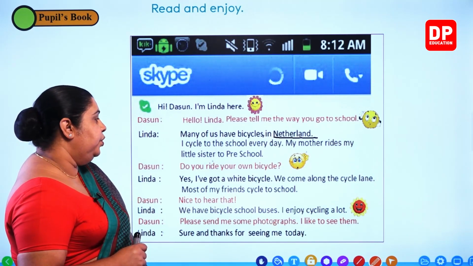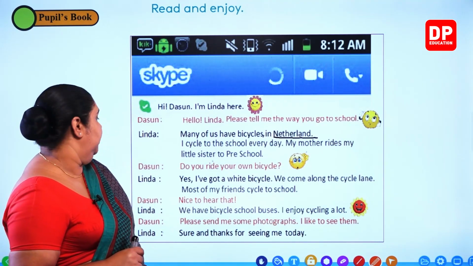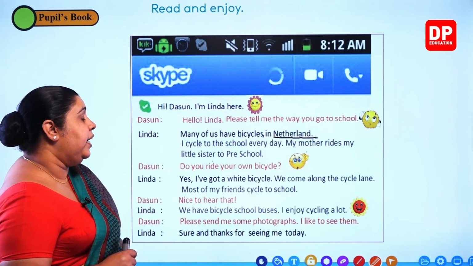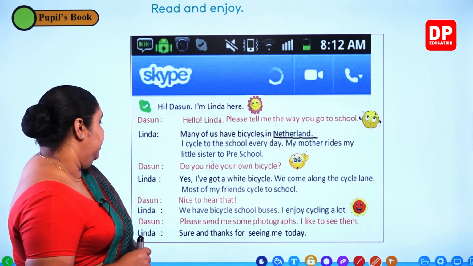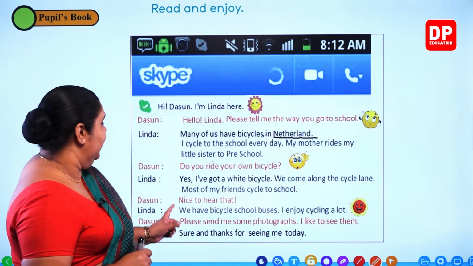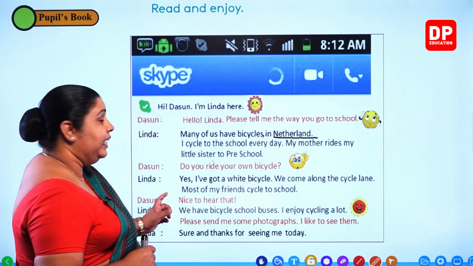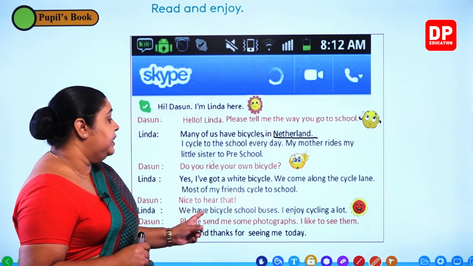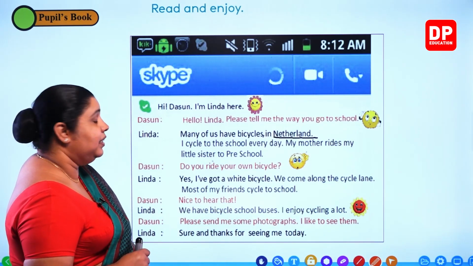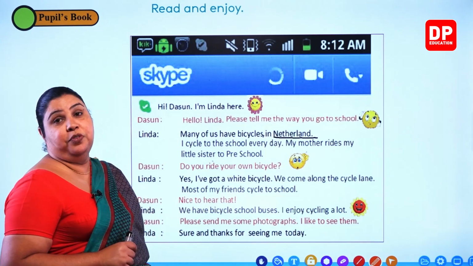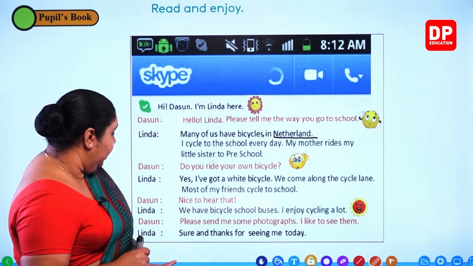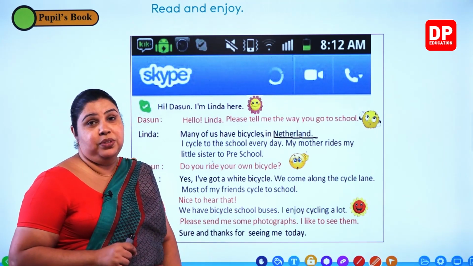My mother rides my little sister to preschool. Dasun says, do you ride your own bicycle? Linda says, yes, I've got a white bicycle. We come along the cycle lane. Most of my friends cycle to school. Dasun says, nice to hear that. Then Linda says, we have bicycle school buses. I enjoy cycling a lot. Dasun says, please send me some photographs. I like to see them. Linda says, sure, and thanks for seeing me today.